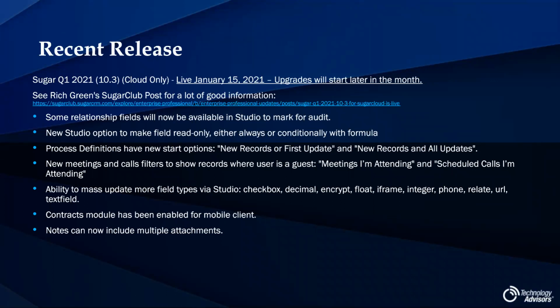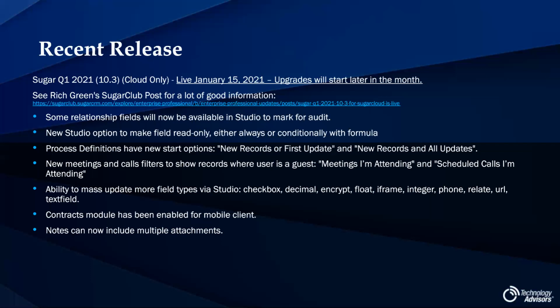Some of the nice stuff that jumped out at us with regards to new functionality: now relationship fields are available in Studio to mark for audit. So, for example, on a contact, the parent account field is now available for you to mark to audit. So you can see if someone moves a contact from one account to another, or similarly a case from one account to another. They do not yet let you check a box for required, which would be nice, but hopefully that'll come in the future.